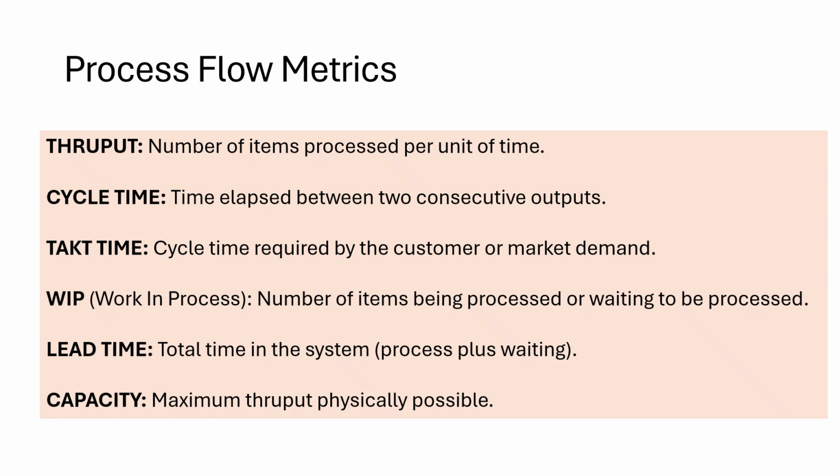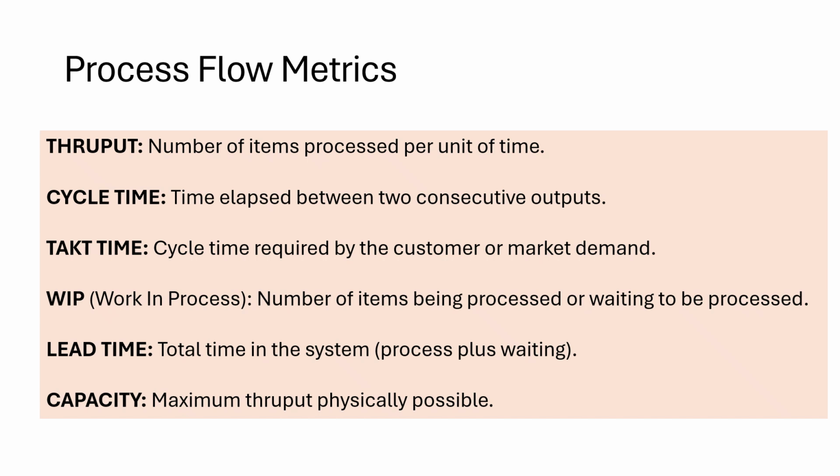Throughput, number of items processed per unit of time. Cycle time, time elapsed between two consecutive outputs. Takt time, cycle time required by the customer or market demand. WIP, work in process, number of items being processed or waiting to be processed. Lead time, total time in the system, process plus waiting. Capacity, maximum throughput physically possible.